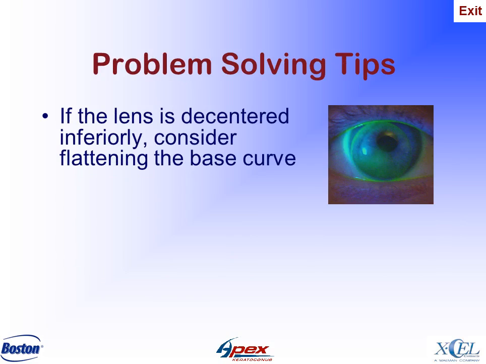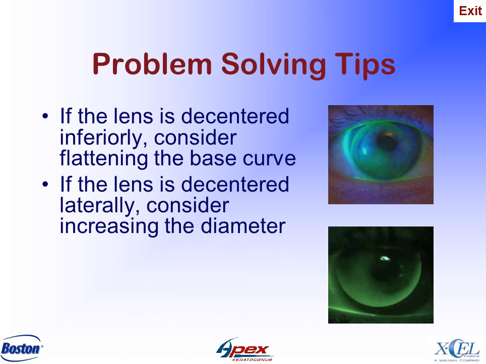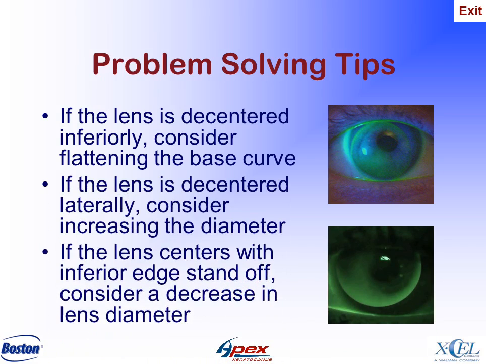While our Apex diagnostic lens fitting system eliminates most potential fitting problems up front, in some cases it's still necessary to troubleshoot. To remedy a lens that isn't pulled up by the upper lid and positions inferiorly, consider trying a lens with a flatter base curve. If a lens decenters laterally, consider increasing the lens diameter to improve centration. And if proper centration is achieved but inferior edge standoff is observed, consider decreasing the lens diameter.